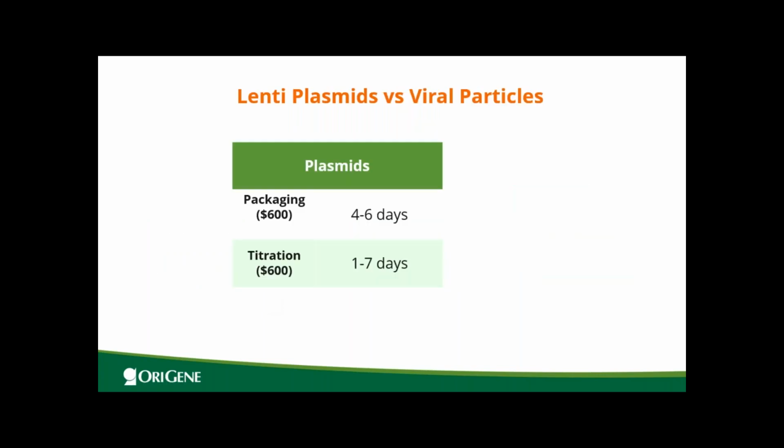So this is showing the comparison between lenti-plasmid versus the viral particles. If you get lenti-plasmid, you need to get a packaging kit. That's the cost, and the time is about 1 week. To measure the titer, you need a titer kit, and this time is needed. So it's about 1 to 2 weeks to make it ready-to-use particles. If you get particles, there are no more steps, just directly add to your cells.